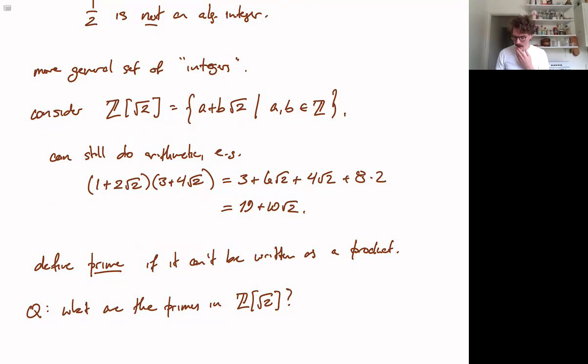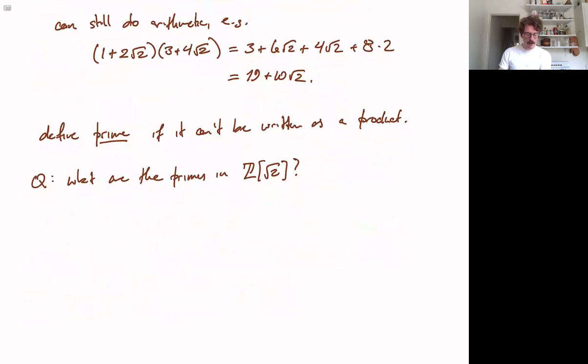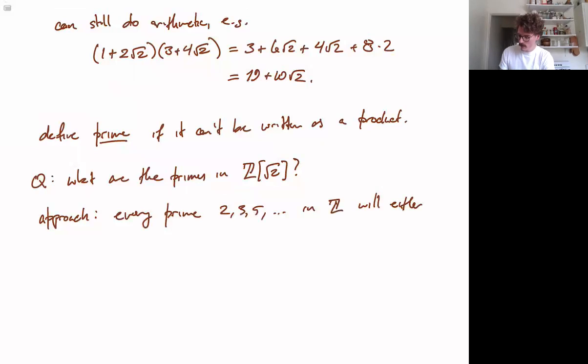So let's return to our question. We can define primes just the same way if it can't be written as a product. And this is supposed to be some kind of analog of the integers, so it's natural to ask, what are the primes in this new setting? And one way that we can approach this problem, we can find all the primes in this new setting by considering what happens to the primes from our old integers. So what I mean by that is every prime in the normal sense, so I'll call these primes in Z, will either, first of all, stay prime in Z[root 2], or it could split into two prime factors.